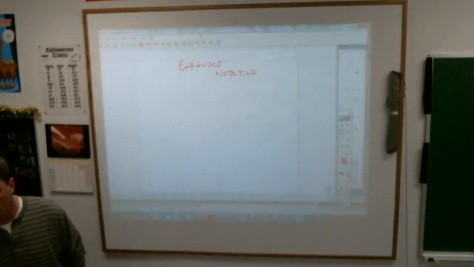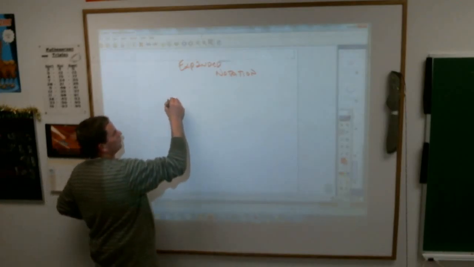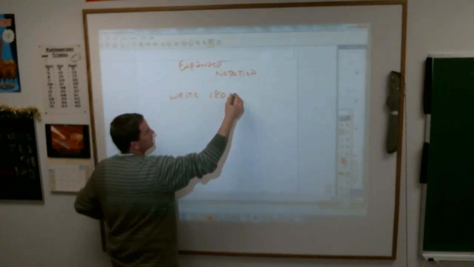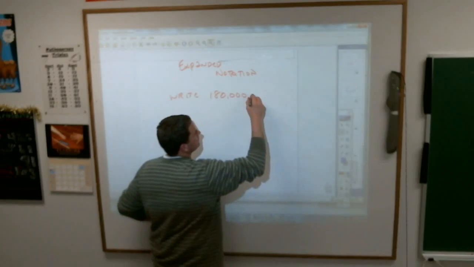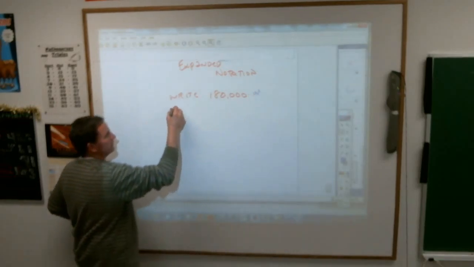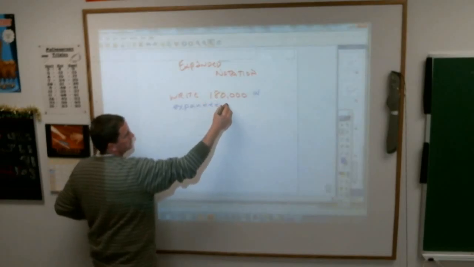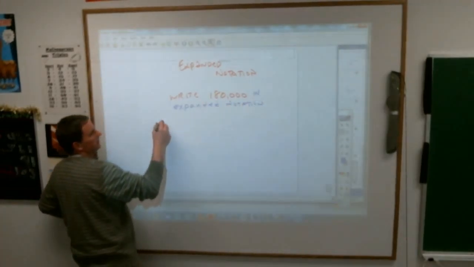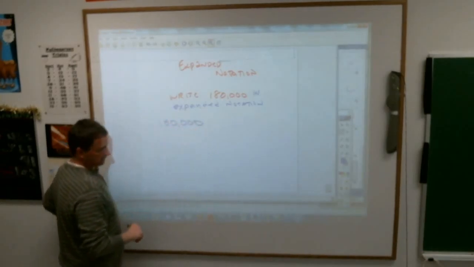Expanded notation. Write this number in expanded notation. Write 180,000 in expanded notation. Have we done this before? Yesterday? No, I think we might have been last year. And usually when you did it, it would be like this. By the way, this is standard notation.